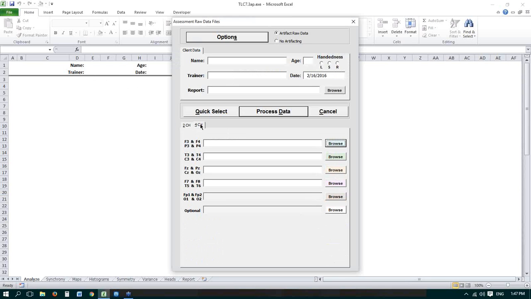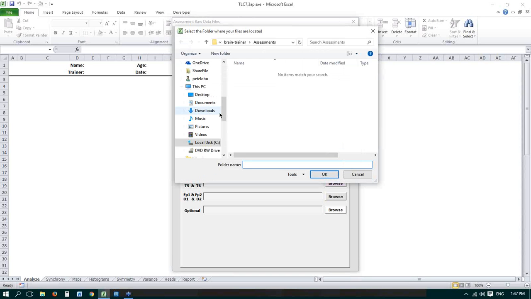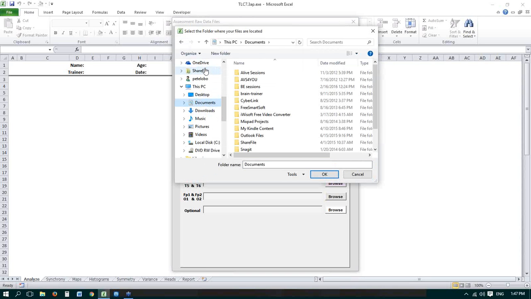And we suggest that you put the data in a single folder and that each file is named with, or includes in its name, the site which is in channel 1 active. So that would be F3, T3, FZ, and so forth. If that's done, and if you have processed the client report, which is also in the same file, you just click Quick Select.